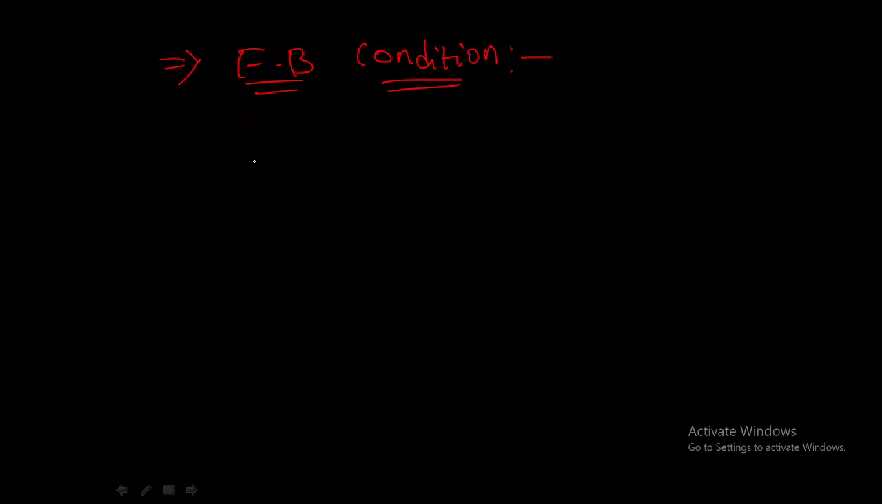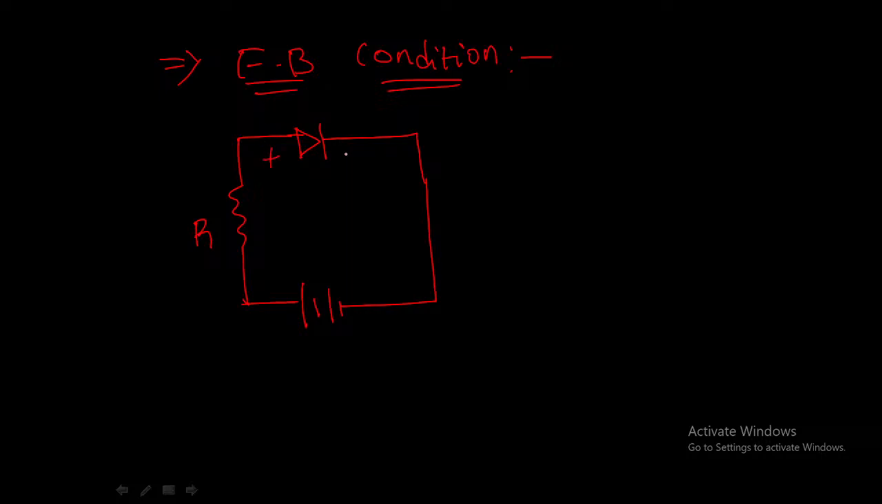Okay, so in this case, let's say this is our resistor and this is our external voltage, V external, and this is our diode. We have it in forward bias, and let us assume that we have given enough voltage so that the diode is turned on.